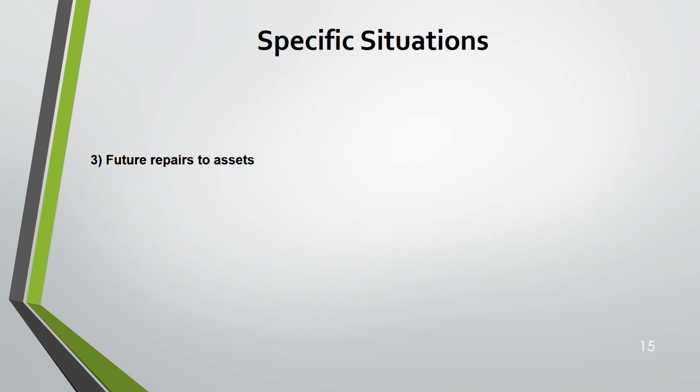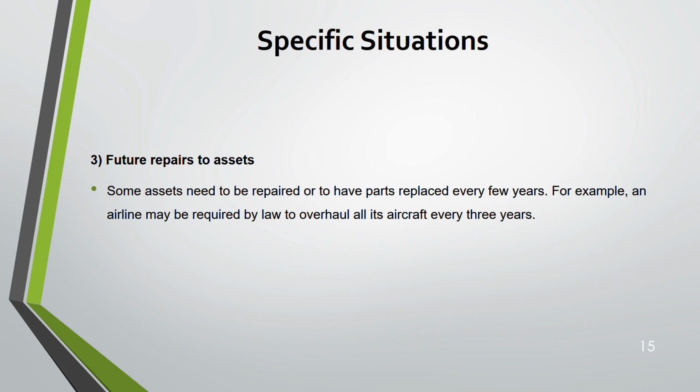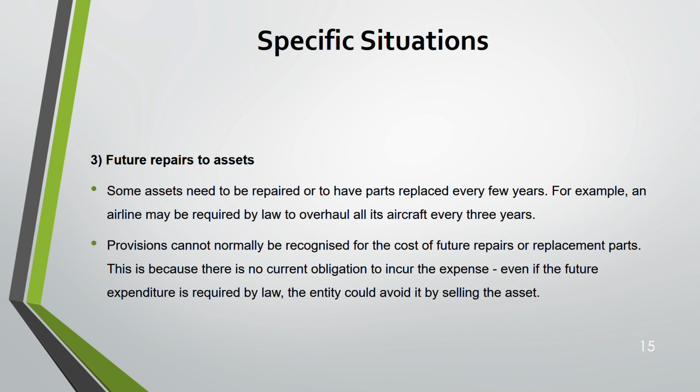Now, moving to the third situation, future repairs to asset. See, some assets need to be repaired or replaced every few years. One example is airline. Airlines by law are required to overhaul all their aircraft every 3 years. So how do you deal with it? In this case, provision cannot be recognized. You do not recognize provision for this type of expenses, for cost of future repairs or replacement parts. Why? There is no current obligation to incur those expenses.